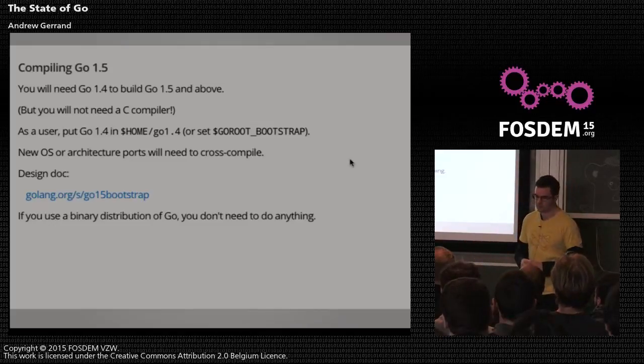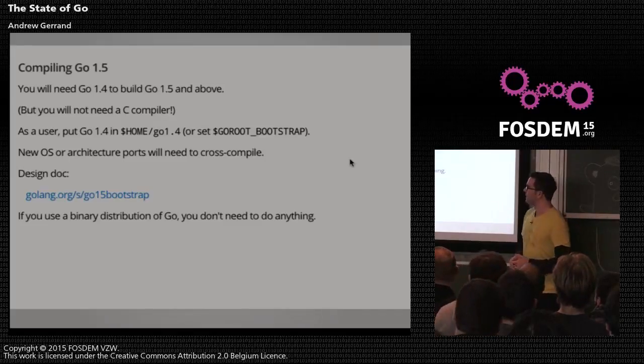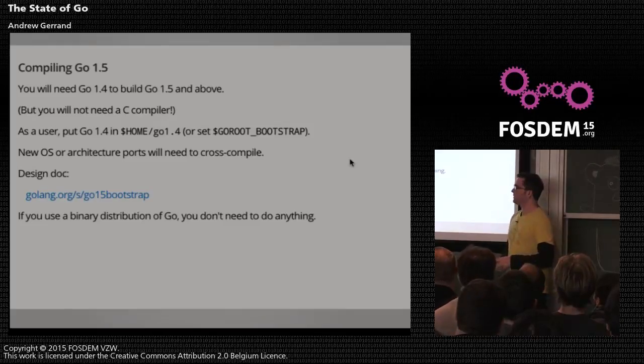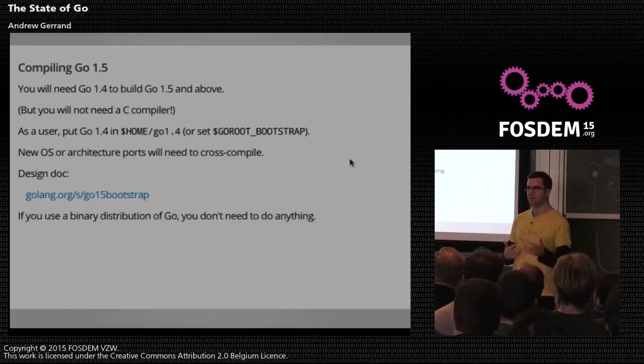And so the way to do that is just to put a directory in your home directory called Go 1.4 and put Go 1.4 in there. Or you can set the Go root bootstrap environment variable. One downside of this is that for new operating systems and architectures, you need to cross-compile instead of working natively, but that kind of works more easily in some ways anyway.